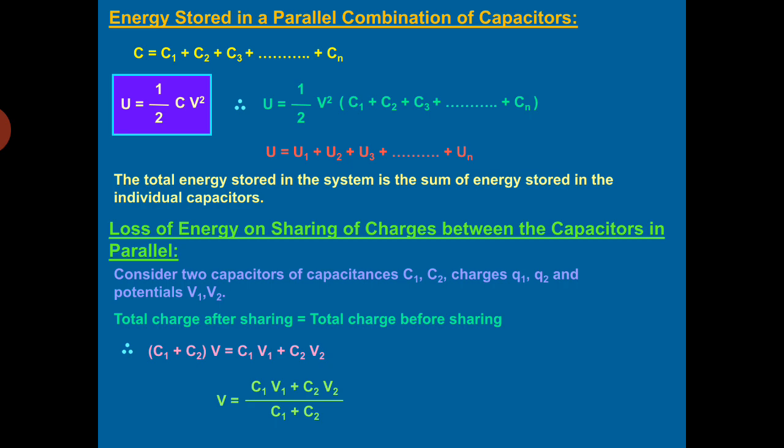So from here what we get? V is equal to (C1V1 + C2V2) divided by (C1 + C2). This is the common potential obtained after the sharing of charges.